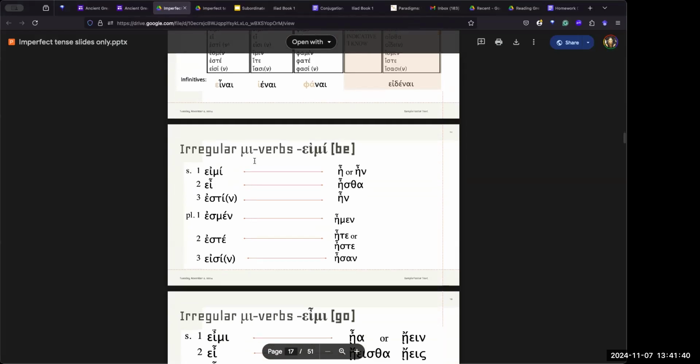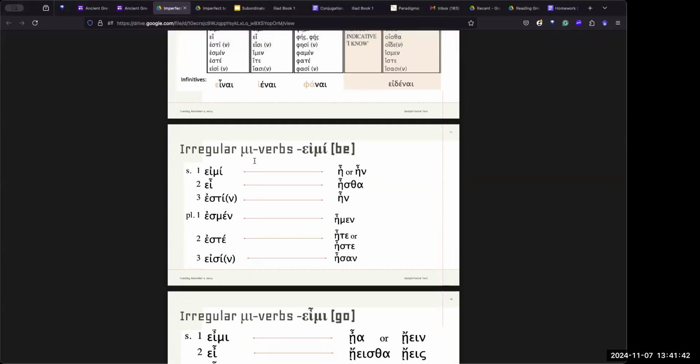Right? So the verb to be, this just has to be memorized. There's just no way to extrapolate it. So third person singular is ἐστί(ν), right? In the plural, it's easier. It's going to be ἐσμέν, ἐστέ, or εἰσί(ν), because the endings for μι verbs are μεν, τε, ᾱσι. So okay, we could probably extrapolate the plural, but the singular not so much. So it's ἐστί(ν).